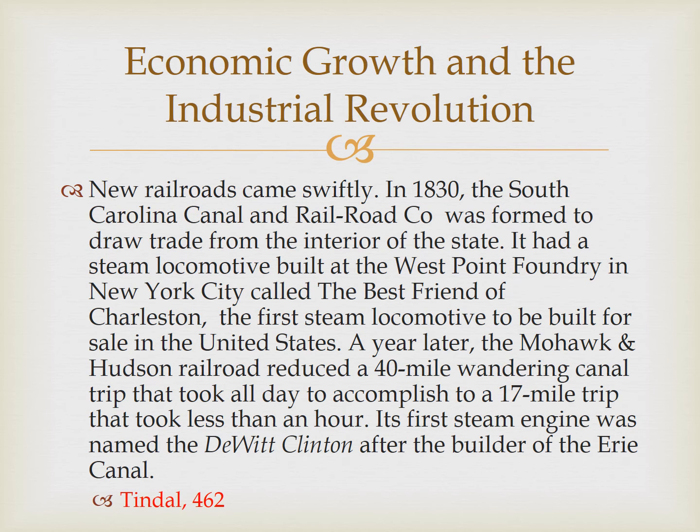All right, it states, new railroads came swiftly. In 1830, the South Carolina Canal and Railroad Company was formed to draw trade from the interior of the state. It had a steam locomotive built at the West Point Foundry in New York City called the Best Friend of Charleston, which was the first steam locomotive to be built for sale in the United States. A year later, the Mohawk and Hudson Railroad reduced a 40-mile wide wandering canal trip that took all day to accomplish to a 17-mile trip that took less than an hour.